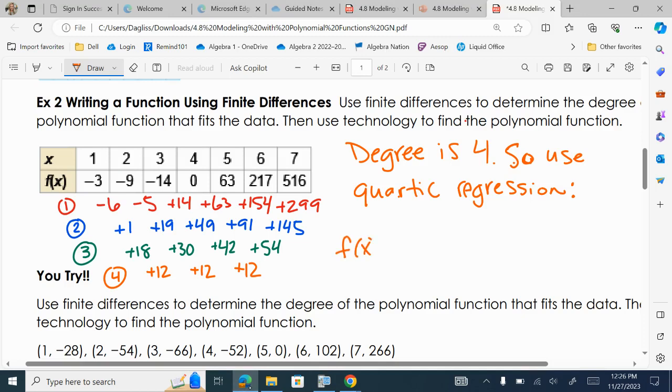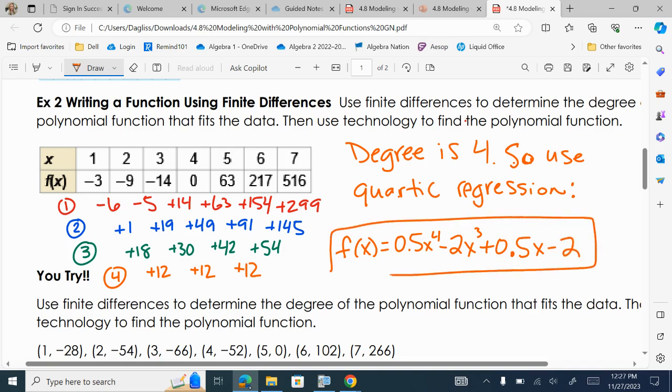So f of x equals, we have 0.5 x to the power of 4. Then it said -2, so that's -2 x to the power of 3. We technically don't have an x squared. So you can skip it or you can say plus 0x squared. It's totally up to you what you want to do. They're both correct. I personally, mathematically, am going to skip it. 0 means it doesn't exist. It's not there. Okay. Then it said 0.5x. And then we ended it with the -2. Okay. So if you have a plus 0x squared in the middle, you are fine.